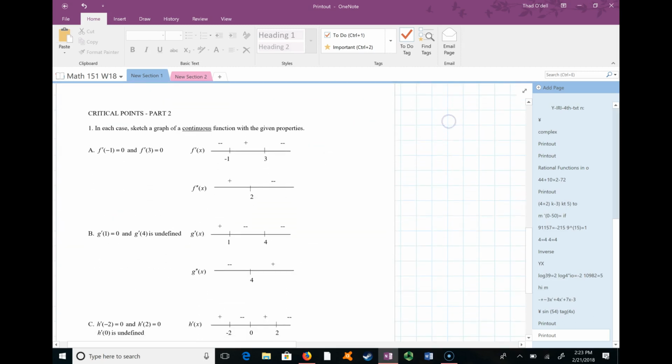Now, number 1 says, in each case, sketch a graph of a continuous function with the given properties. So this is a picture of the first derivative test, and this is a picture of the second derivative test. It tells me that the first derivative at -1 is 0, and the first derivative at 3 is 0. That's why we got those on there, right? In other words, it's 0, not undefined. And apparently the second derivative is 0 at 2.